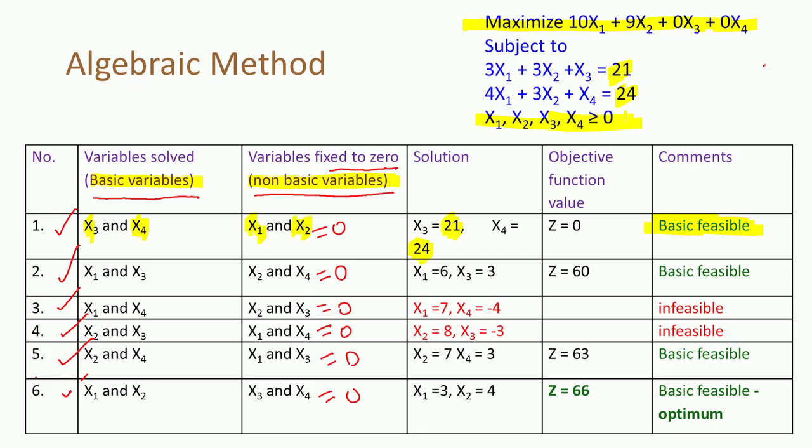Once we have a basic feasible solution, we find the value of the objective function. The objective function is 0 because both x1 and x2 are 0, x3 and x4 do not contribute to the objective function. So the value is 10 into 0 plus 9 into 0, which is 0. We now move to the second of the 6 solutions.